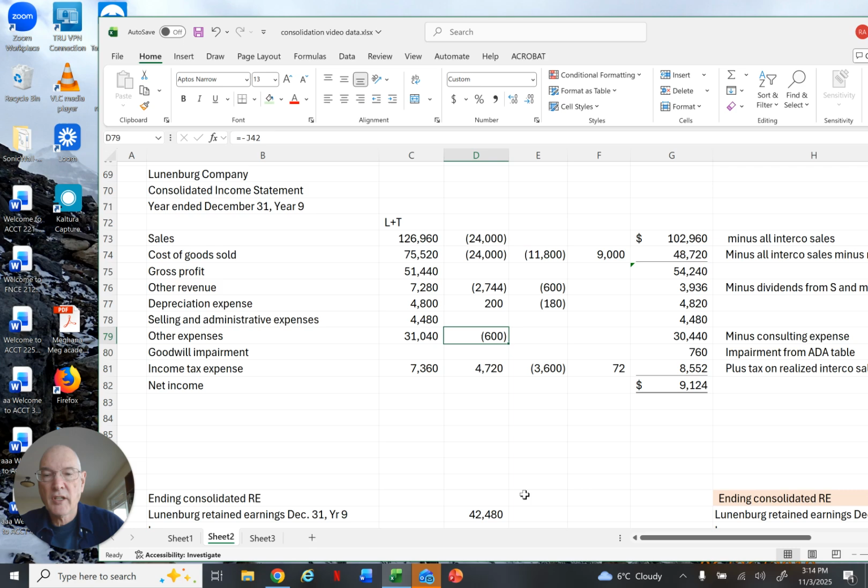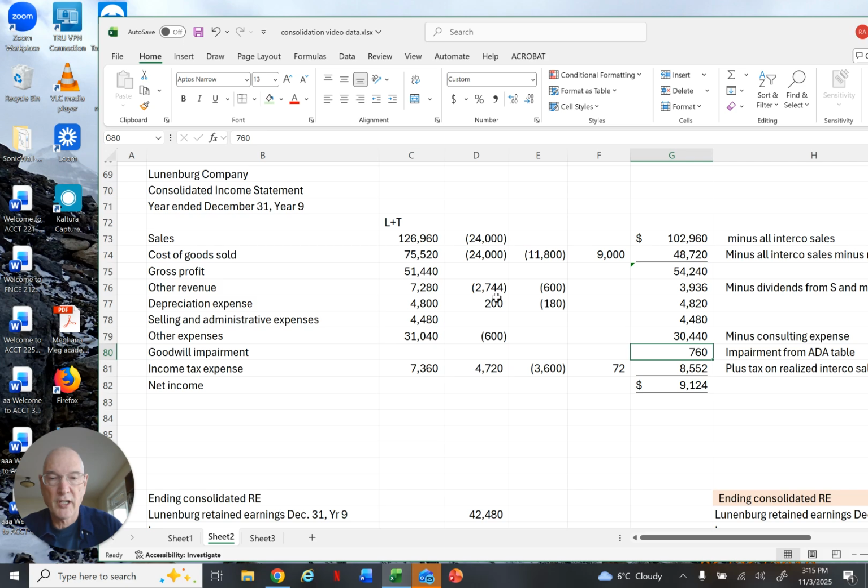Now let's look at just the fact that selling and administrative expense did not have an adjustment. I'll just skip down to goodwill impairment. This goodwill impairment is from your ADA table. So you already did that really near the beginning of this problem. Pick up that number, and that is your goodwill impairment. That leaves us a few numbers to look at.